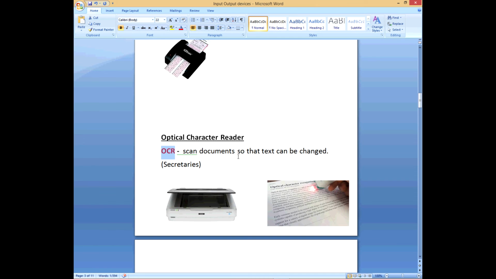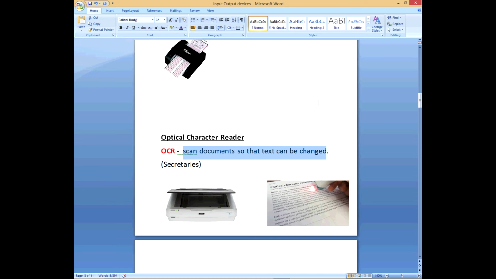All right. Let's look now at what the OCR is used for. OCR stands for Optical Character Reader. And it is used to do what? Scan documents so that text can be changed. Okay. Now what happens is sometimes the secretary will type a letter and it's not saved. It wasn't saved on the computer.